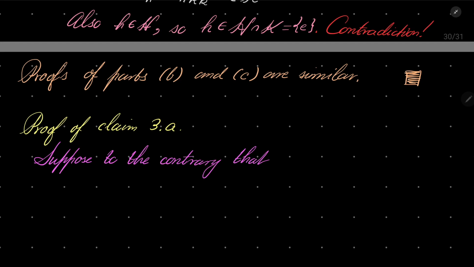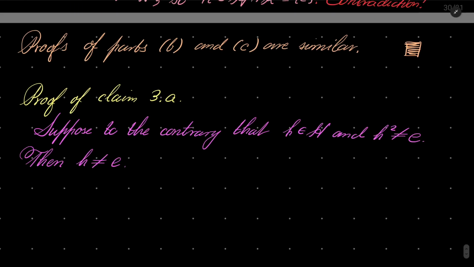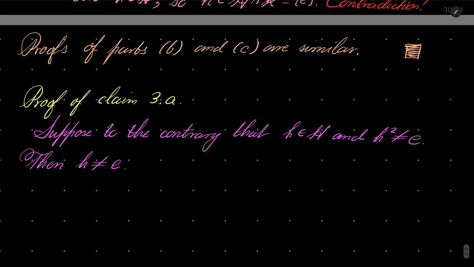that H is in H and H squared is not E. Well, then obviously H is also not E, because E squared is E. Moreover, now it's time to use our claim number 2. At most, by claim number 2, let's write it.